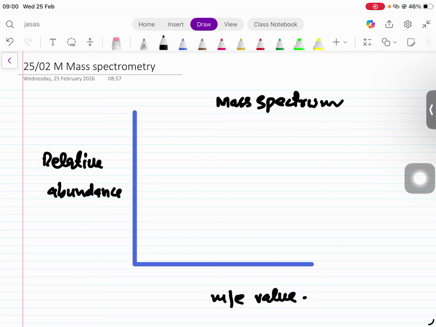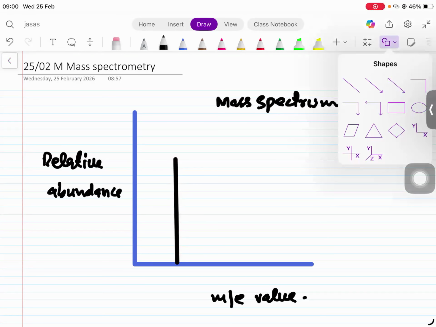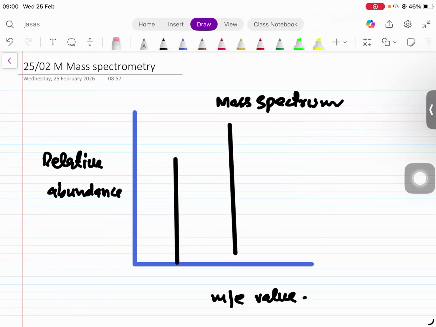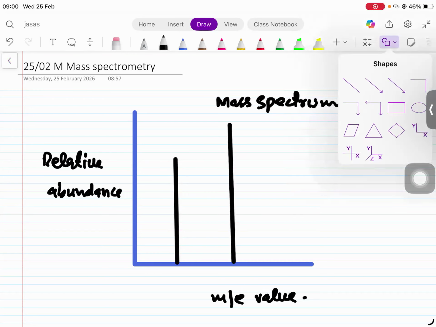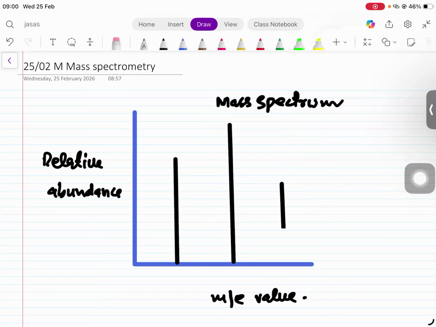Then I told you that there are lines in this spectrum, for example, here, which are known as peaks. The heights of the peaks I'm just drawing randomly. And then, for example, here. And then, for example, here. And then, for example, here. These are the peaks in the mass spectrum, right?